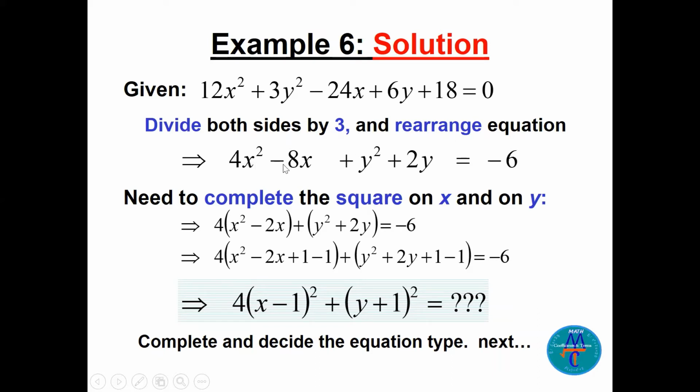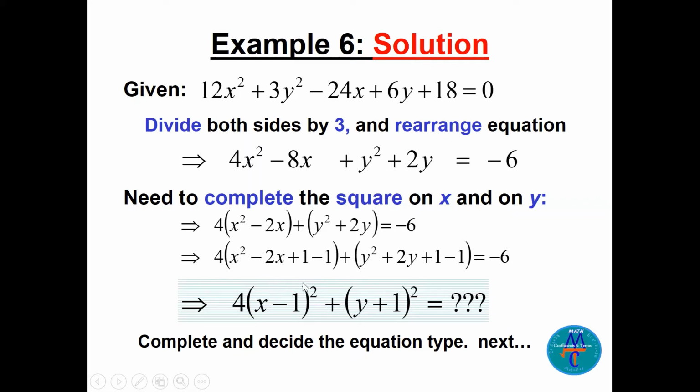So we have 4x squared minus 8x. I put all the x's together. y squared plus 2y. I put all the y's together. Take this on the other side after you divide by 3. Now let's complete the square on the x. This one, y, is easy because the coefficient here is 1. So we take 2, divide by 2, plus or minus 1. That's easy. This one, take 4 outside, becomes x squared minus 2x. Then here inside, I will add 1 and subtract 1 because minus 2 divided by 2 is minus 1. Square it, 1. You should review completing the square. I think you know it.